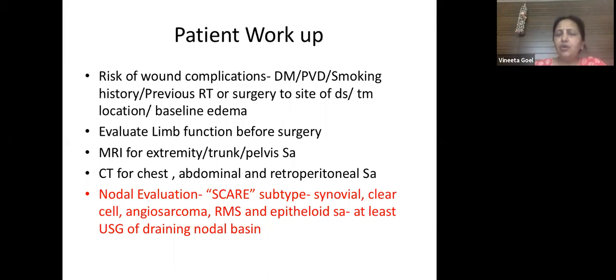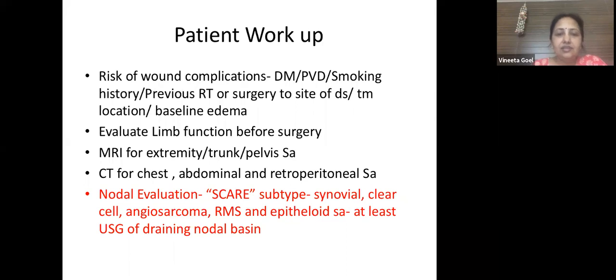So we must keep all these things in mind when we are taking a decision about patient's management in a multidisciplinary team. It is also critical to evaluate the limb function before surgery itself. For example, if somebody already has a joint problem, then the limb function may not be optimal even after surgery and radiation therapy. These things should also be evaluated and noted down somewhere in the workup of these patients.